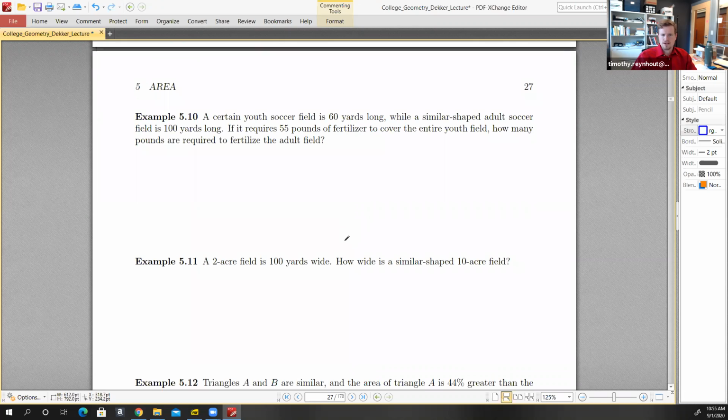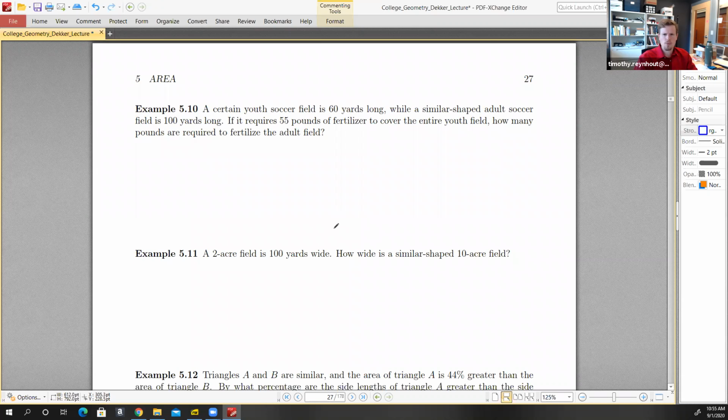A certain youth soccer field is 60 yards long, while a similarly shaped adult soccer field is 100 yards long. I should say similar shaped, right? Not similarly, similar. The two soccer fields, the shapes of them are similar. So the larger one, the adult one, is 100 yards long. If it requires 55 pounds of fertilizer to cover the entire youth field, how many pounds are required to fertilize the adult field?